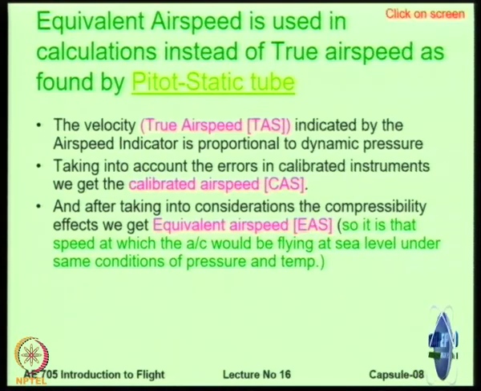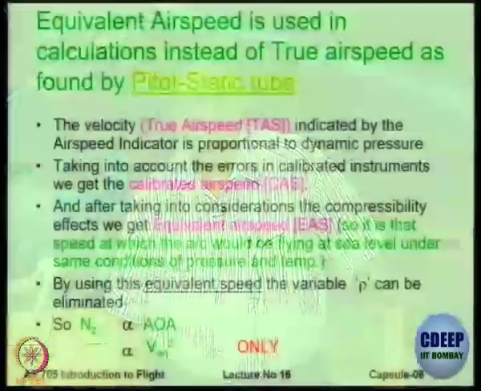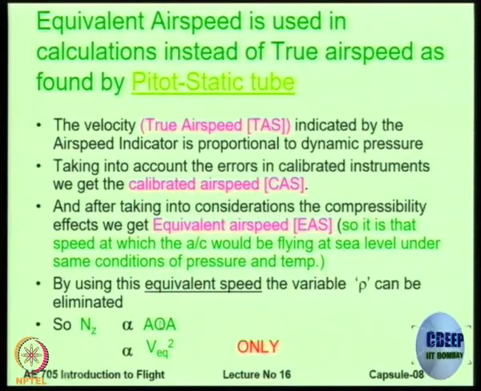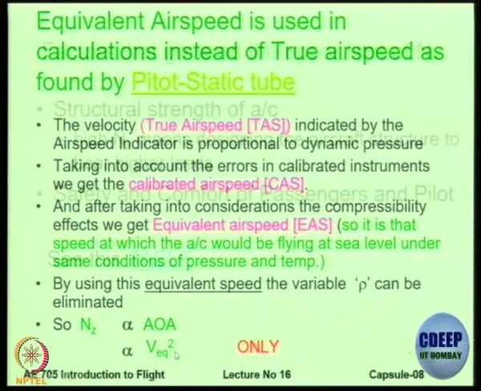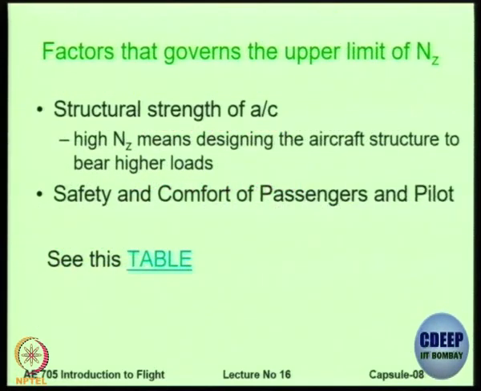If you have equivalent airspeed and use that, then the problem is solved. By using equivalent airspeed, the variable rho can be eliminated. In that case, nz is proportional to angle of attack, and nz is proportional to V equivalent square only. The other thing is about limits on the load factor. These limits, as I said, are specified by the regulatory bodies.